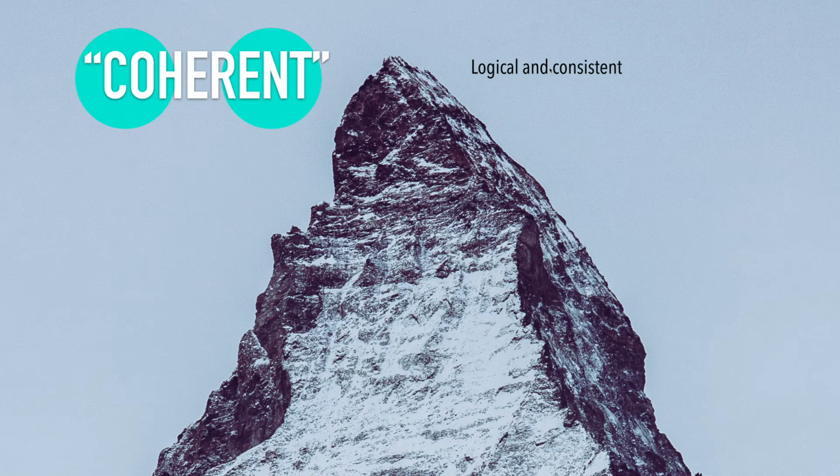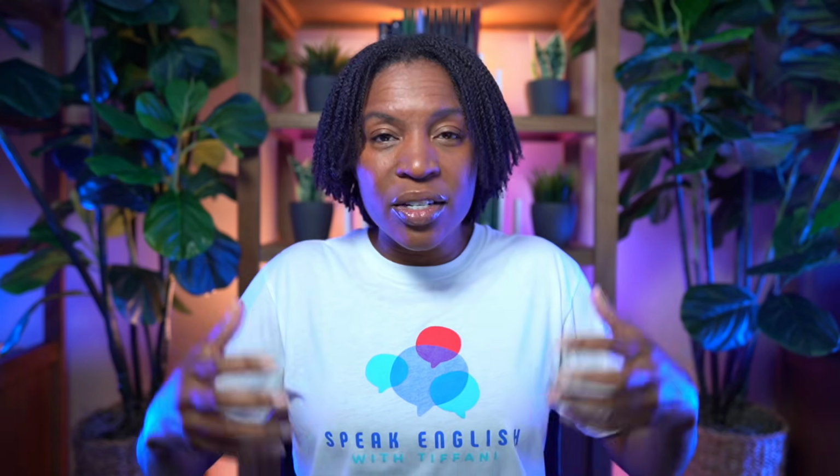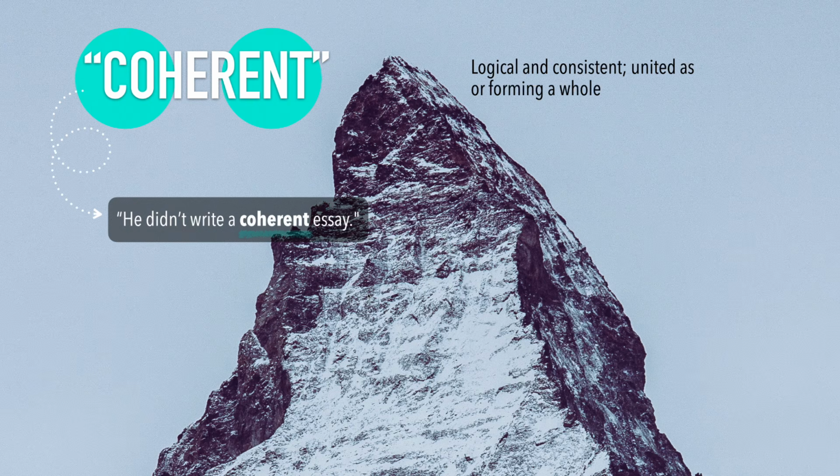Coherent. Say it after me again for pronunciation practice. Coherent. Excellent. Now, this term coherent just refers to being logical and consistent, or the second definition being united as or forming a whole. Again, logical or consistent. This is the definition I want us to focus on. Being logical or consistent. So check out these example sentences and they'll help you understand it even more.